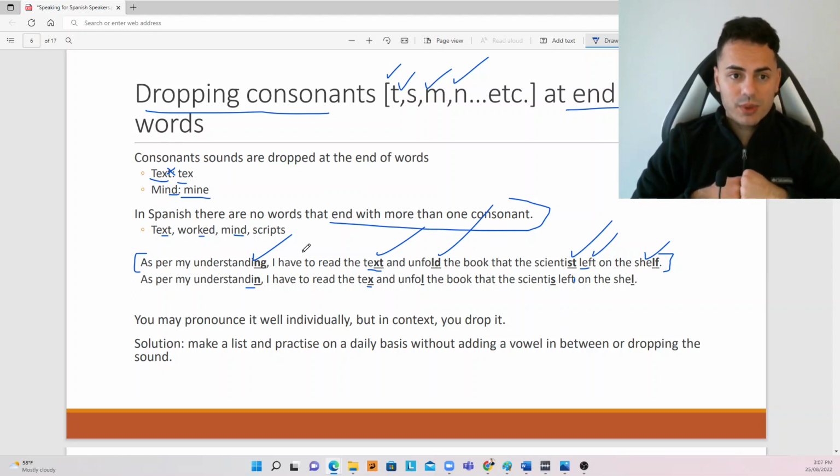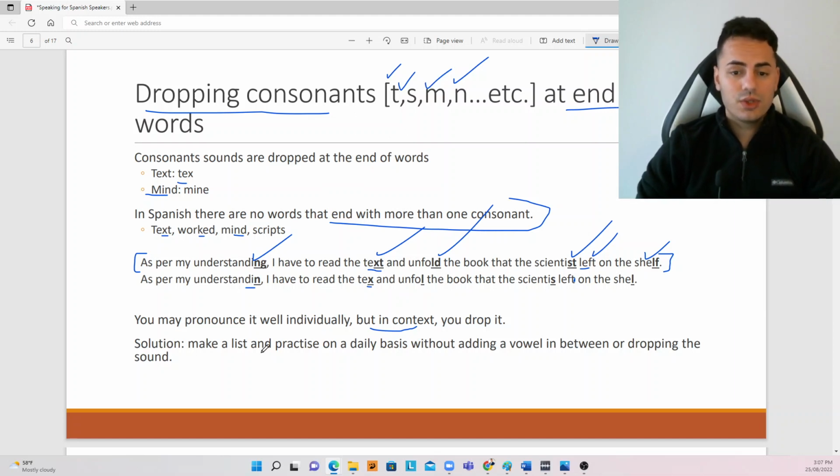So as a Spanish speaker, you have to be aware of the importance of the consonant at the end of the words, and they have to be produced. The issue here is that if I ask you to read the words individually, like if I just say read the word mind, you could say it right, mind. But in context, like when you have a full sentence or a full text, you could end up dropping that sound and being penalized. So this is one of the issues that must be fixed.